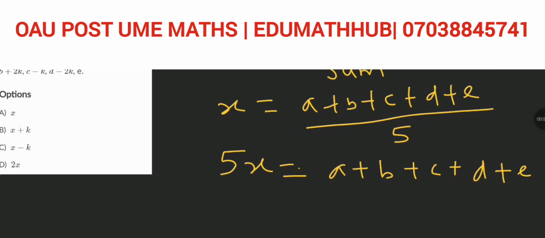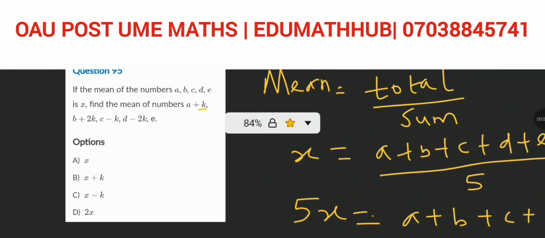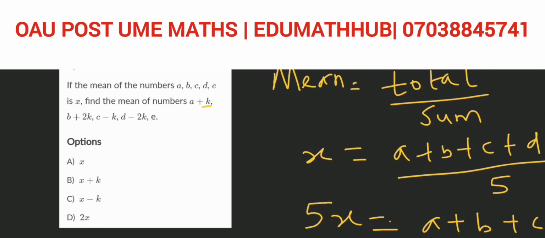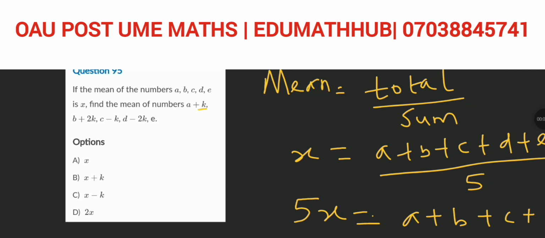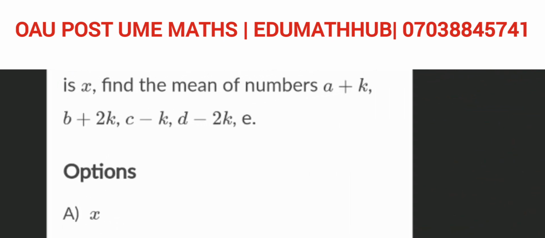But we are told to find, that's not actually what we need. We are told to find the mean of a plus k, b plus 2k and all these ones here. So it's very simple. All you have to do is add all these ones first. When you add them, then find the total number, divide by 5. So it's very easy. Let's add them together. So you can see that a plus k, at this part here you have k. So this k here, this k at this point, we cancel the k from here. So that's 0. Then this 2k, we cancel this minus 2k, we cancel this 2k. So at the end of the day, you still have a plus b plus c plus d plus e.